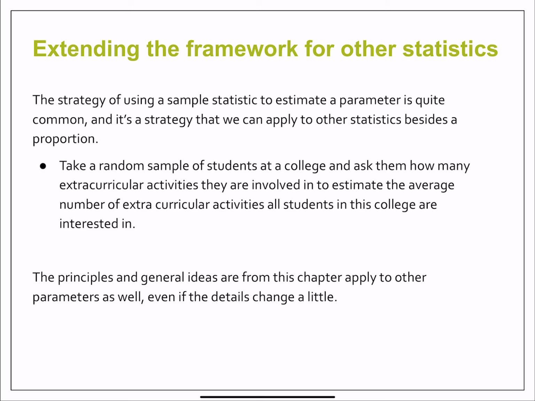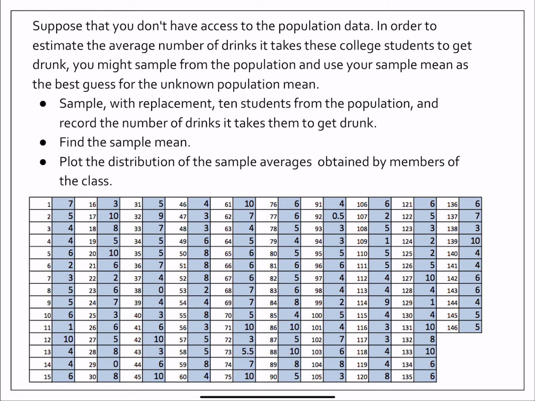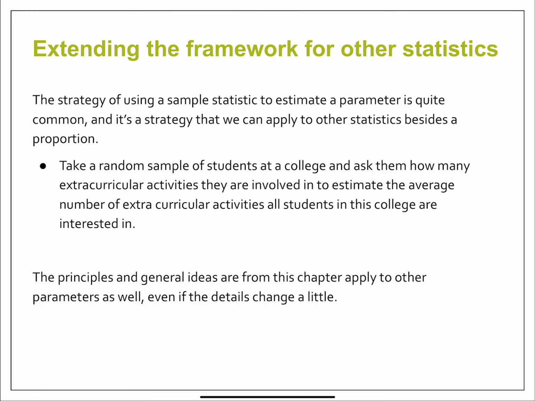So we can extend this idea to means. In this little mini example, they did a random sample and asked how many extracurricular activities they're involved in, right? They were trying to estimate the average number of extracurricular activities that all the students in the college are involved in. So that's what they did. They went around and asked a bunch of people about the, oh no, wait. I think I messed something up in my slides because I changed it a little bit.